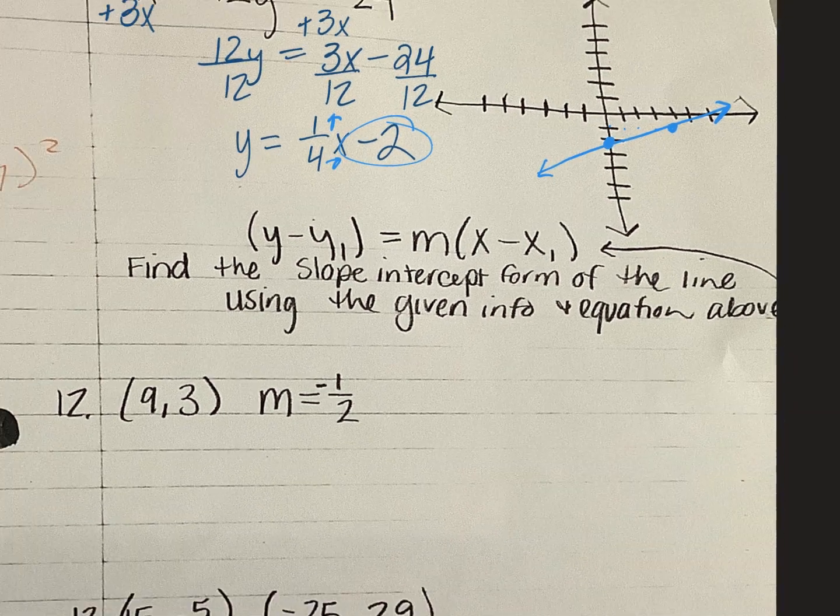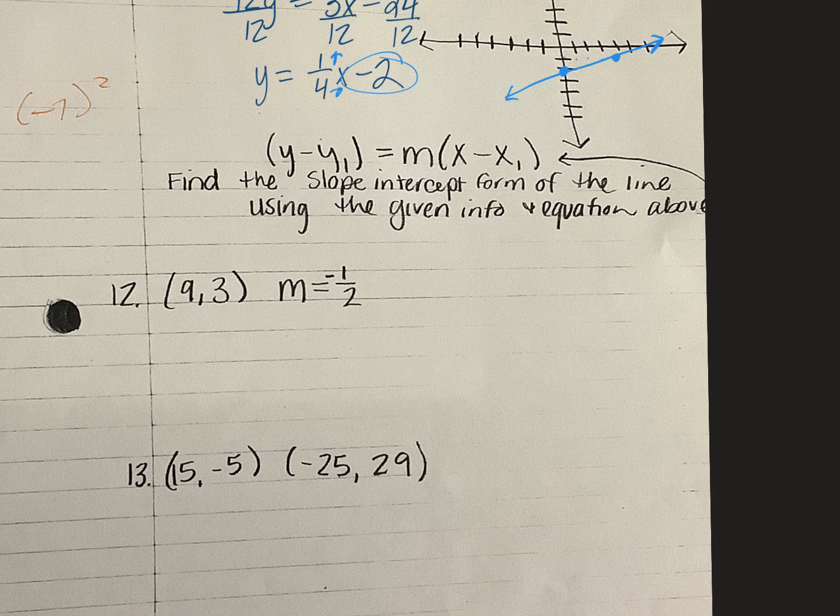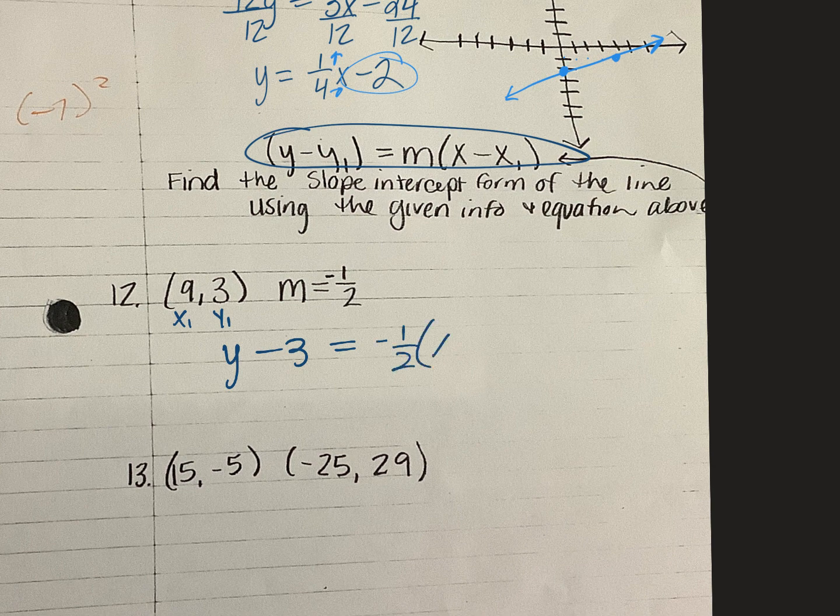All right, number 12. So, again, you have x1, y1, and you're plugging into this formula up here. So it's y minus 3 equals negative 1/2 times x minus 9. We're okay. Right, so distribute. Oh, yeah, that's what I got. Plus 9/2. Yeah. No. 'Cause it'd be plus 6, right? No, 9/2 is not 6.